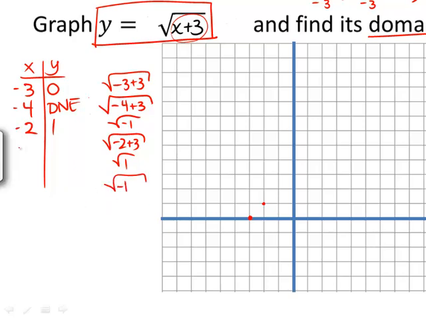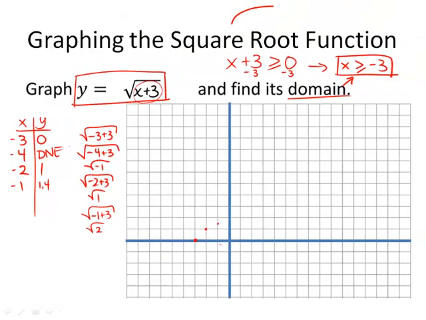So -1 plus 3 is root 2. And root 2, as we found earlier, is 1.4-ish, approximately there. So the next perfect square would be 4 over from the starting point, which will be at 1. So let's try 1. That'll be 1 plus 3, which is root 4, which is a 2.